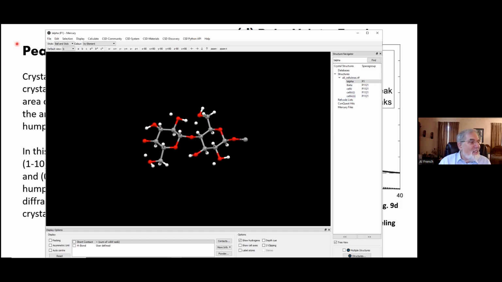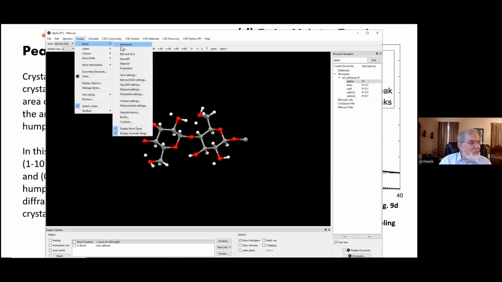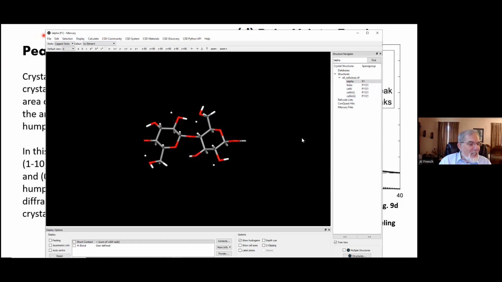You can turn things around. You can change the display styles here to stick models, for instance. These extra white dots here are hydrogen atoms that are disordered in the crystal structure. So they found that, for instance, this hydrogen here sometimes spent a little bit of the time over here. And by doing that, they got a better fit of the observed and calculated diffraction intensities on that pattern with all those different spots on it that I showed. That was a 1 beta pattern, but the 1 alpha pattern is very similar.